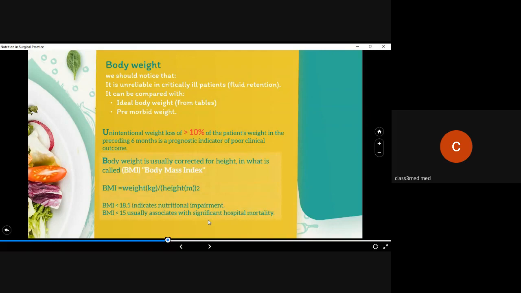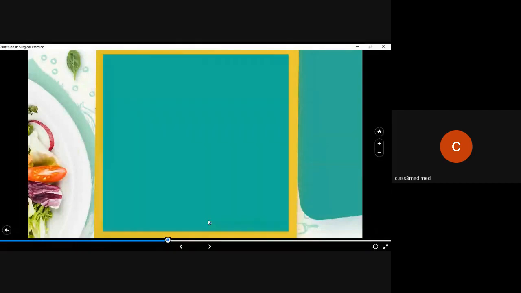Now, body weight is usually corrected for height, and it is called body mass index, BMI, and it's a widely available, widely used anthropometric technique to correct the weight to the height by this equation: weight in kg divided by height in meters squared. This will give us a body mass index. There is a normal range for adults, and if it is less than 18.5, it indicates nutritional impairment. And if it is less than 15, it's usually associated with significant hospital mortality. So we should carefully calculate the BMI.